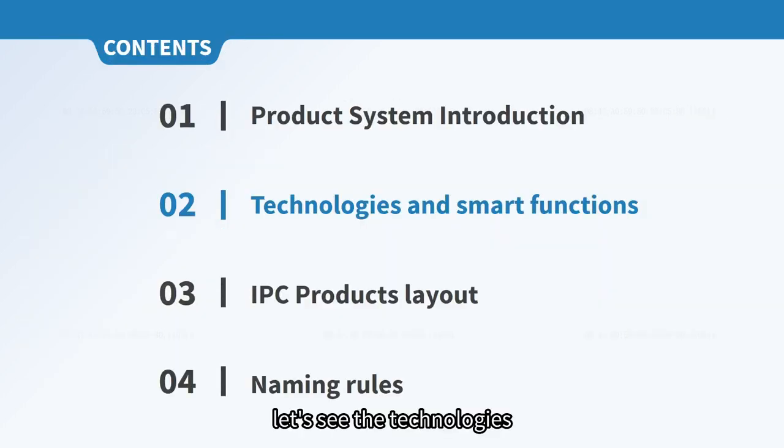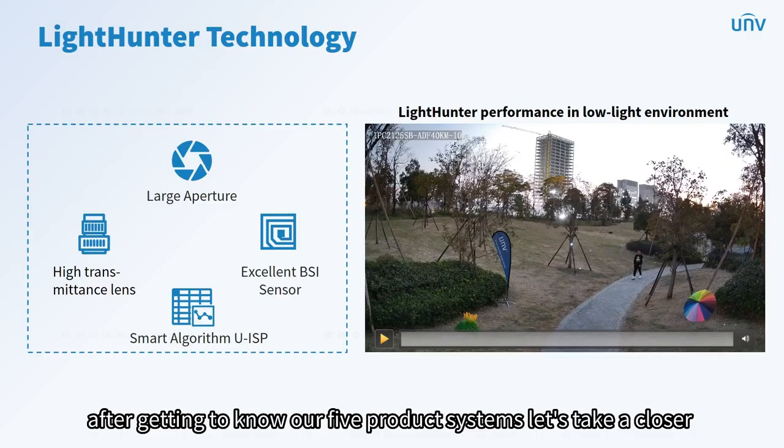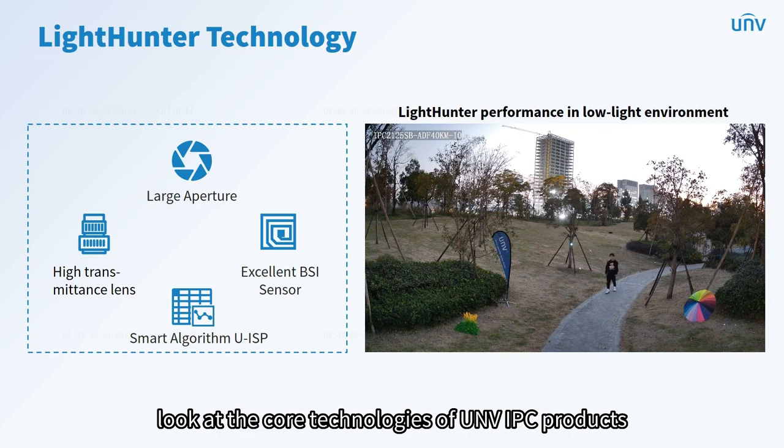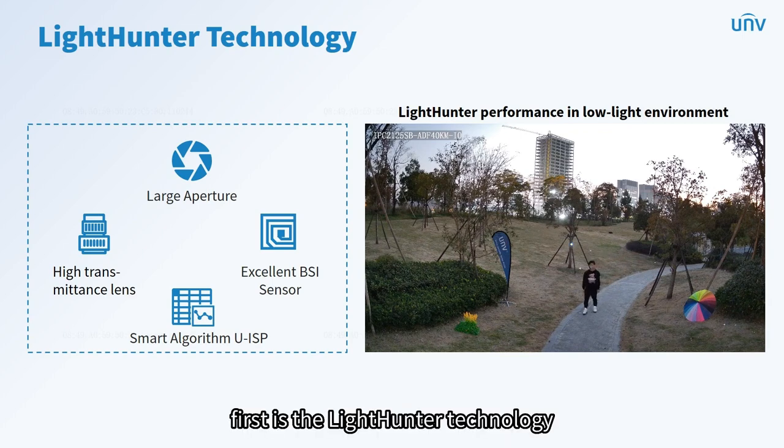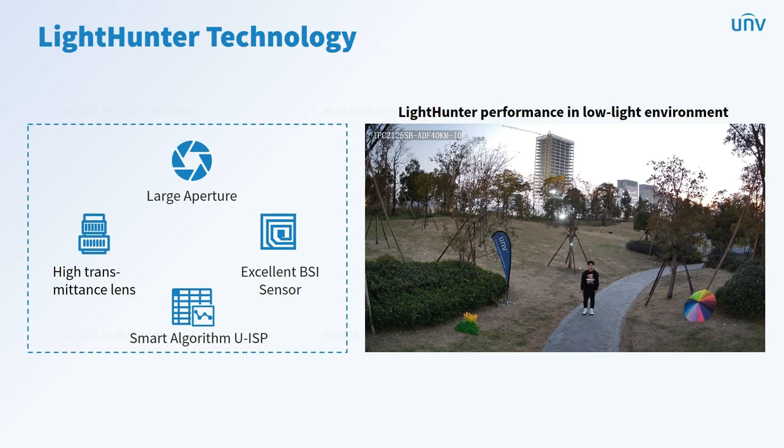Let's see the technologies and smart functions of IPC products. After getting to know our five product systems, let's take a closer look at the core technologies of UNV IPC products. First is the LightHunter technology.